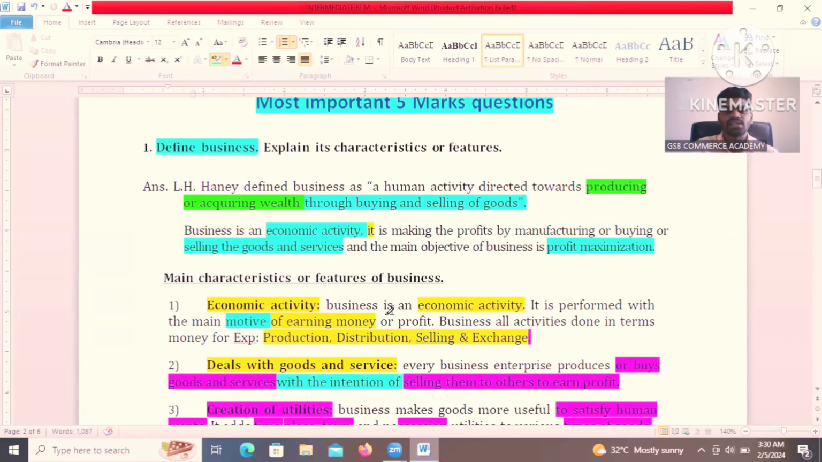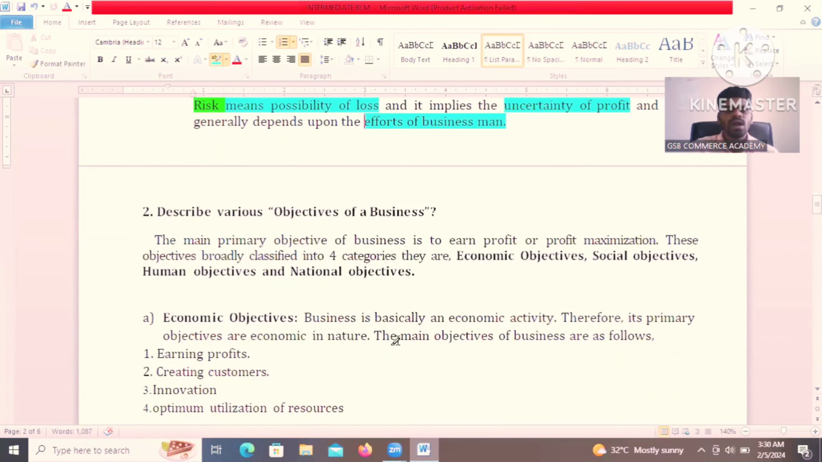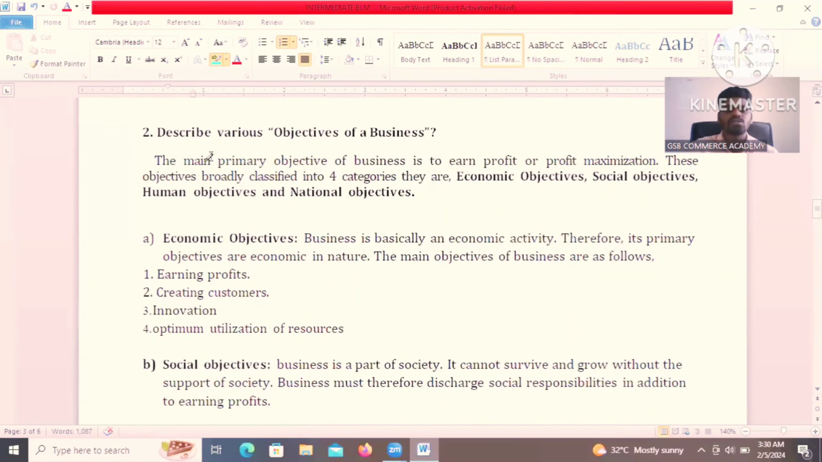What is the meaning and the characteristics of the business? This is a very important question from the examination point of view, students. And the next, second 5 marks question: describe the various objectives of the business. What are the main objectives of your business?